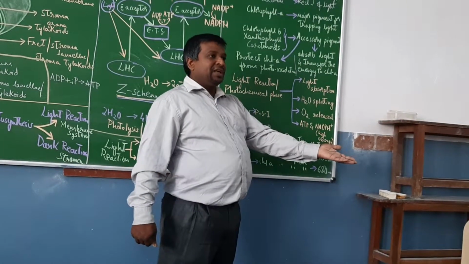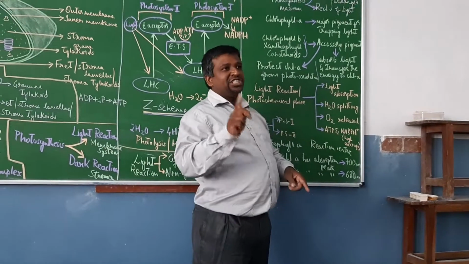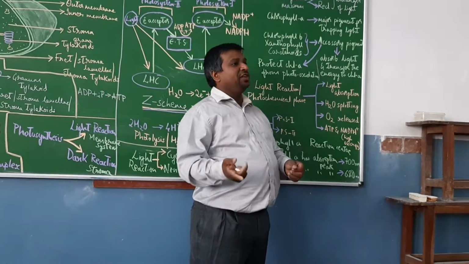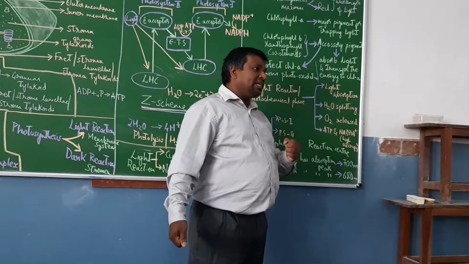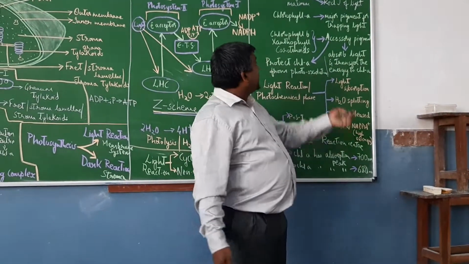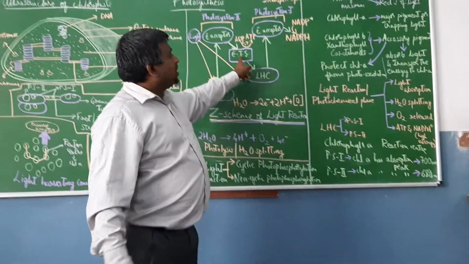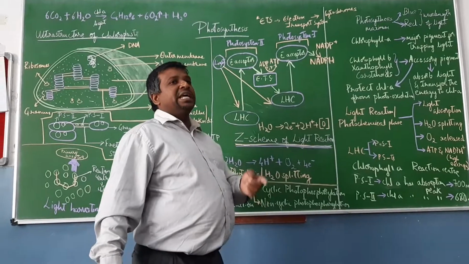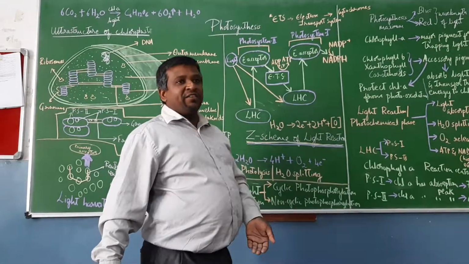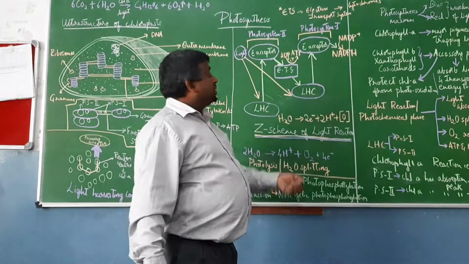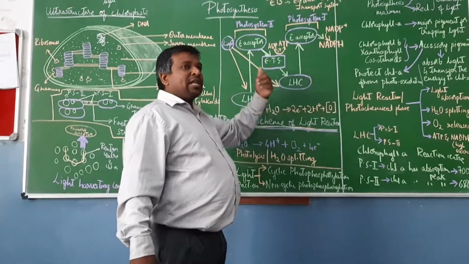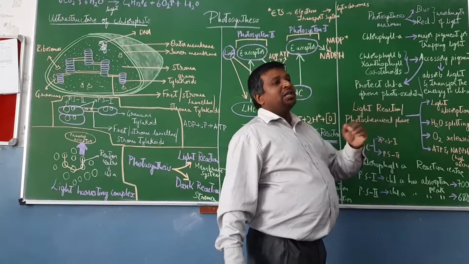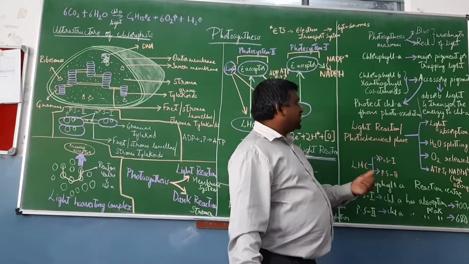What is reduction? Reduction is gain of electrons, RIG. What is oxidation? OIL. Oxidation is loss of electrons. So there is both an electron acceptor and an electron donor. That is nothing but what we call the electron transport system, which is made up of cytochromes. These cytochromes can be cytochrome B6, cytochrome F. Those cytochromes are all called the electron transport system, which we'll discuss when we come to the Z scheme, or non-cyclic photophosphorylation as you can also call it.